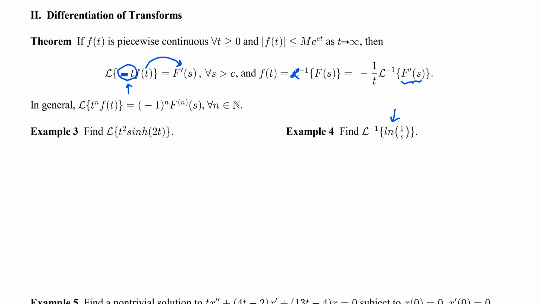Also, in general, anytime you have one of your elementary functions f of t multiplied by a power of t, then you can look up little f of t on the table, find the Laplace transform, find the nth derivative of that Laplace transform, and then multiply by -1 to the nth power. Okay, we'll do examples of both of these.